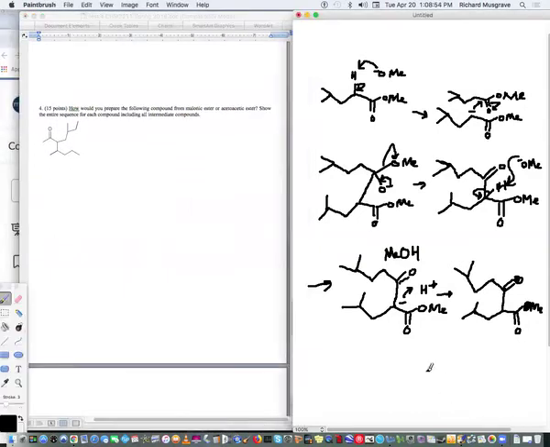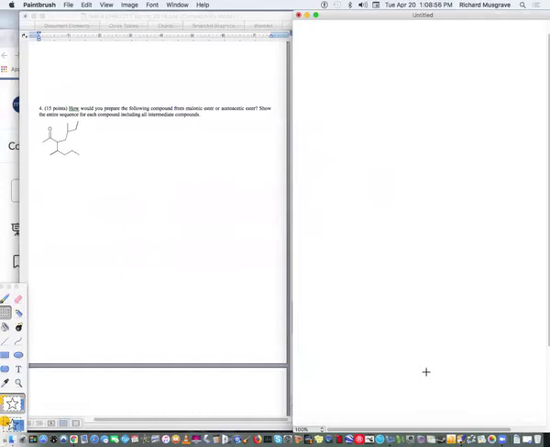So this is an acetoacetic ester synthesis, and you can tell whether it's an acetoacetic ester or a malonic ester by looking at this grouping here next to the C double bond O. If it's an OH, it's a carboxylic acid, which means it's malonic ester. Since it's a methyl group, it has to be acetoacetic ester, which means the starting compound is going to be this one.